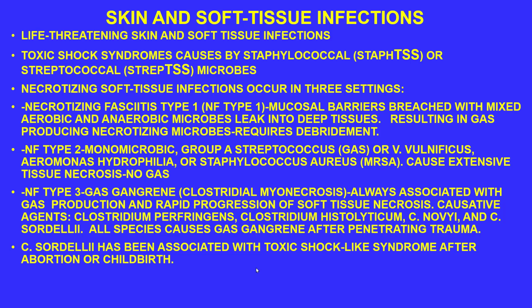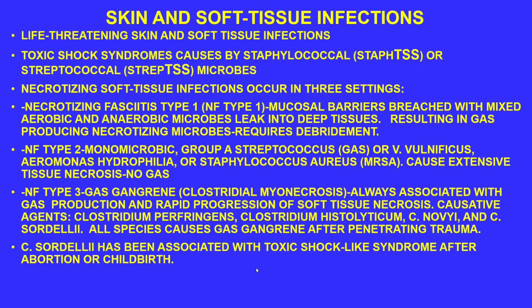Now, when we're talking about necrotizing soft tissue infections, they occur in three settings. The necrotizing fasciitis type 1, NF type 1. The mucosal barriers are breached, with mixed aerobic and anaerobic microbes leaking into the deep tissues. This results in gas-producing, necrotizing microbes. This is going to require debridement. Debridement is the removal of the damaged or dead tissue.